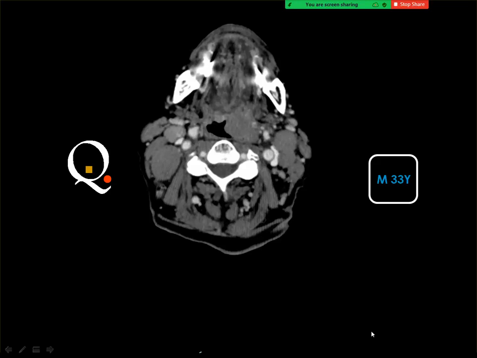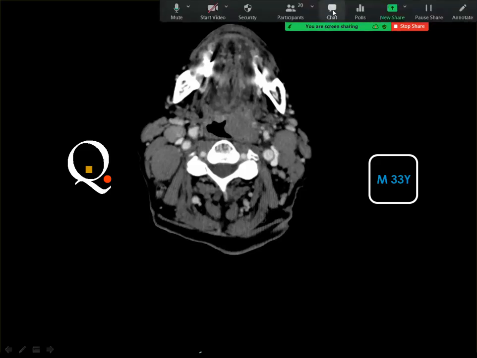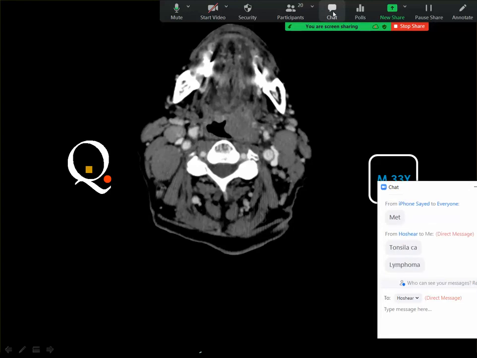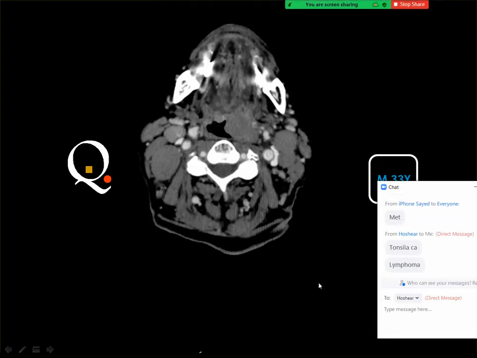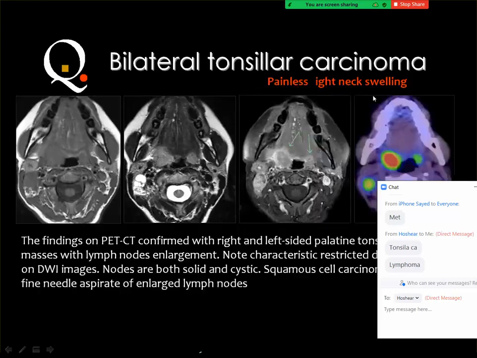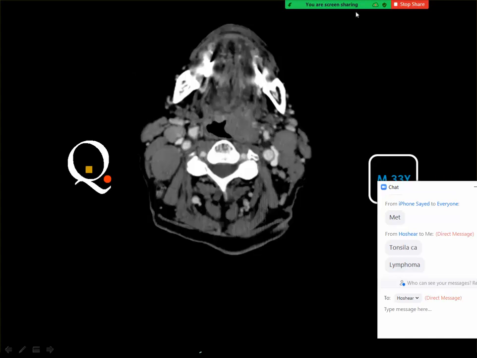And this patient, I think, had difficulty in swallowing, and the CT of the neck showed this configuration, and I think that the diagnosis is easy now. Someone said that this is lymphoma, maybe, and okay.